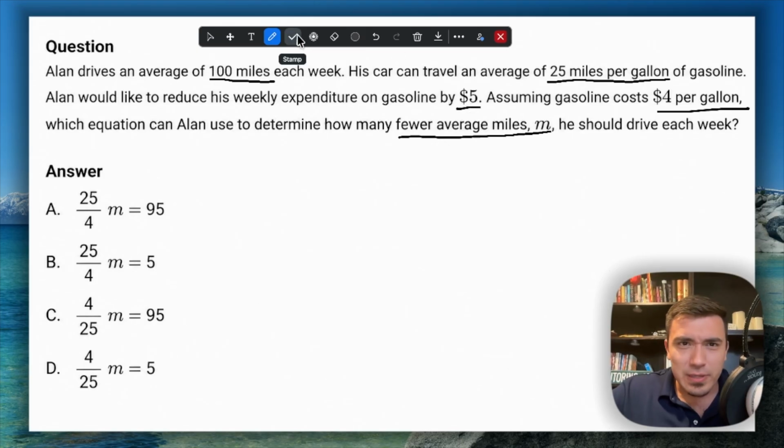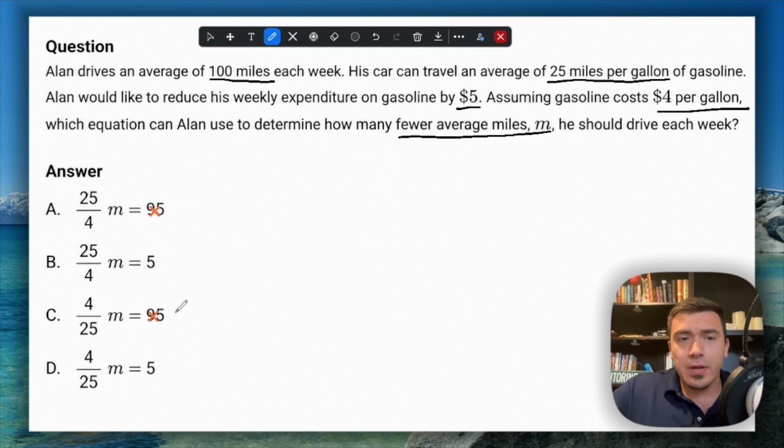That has no relationship. So there's no way in the world we could even get 95. That doesn't make any sense. So another way to look at it to be able to eliminate A and C is that we're looking for how many fewer average miles M we need in order to reduce the weekly expenditure by $5. So we're looking for the amount of miles that would get us $5 savings. So therefore we do want it to equal 5.